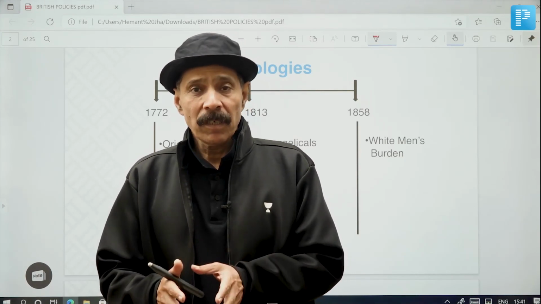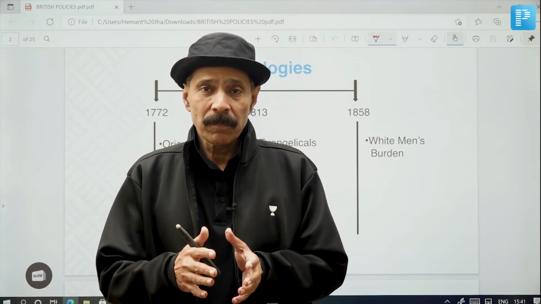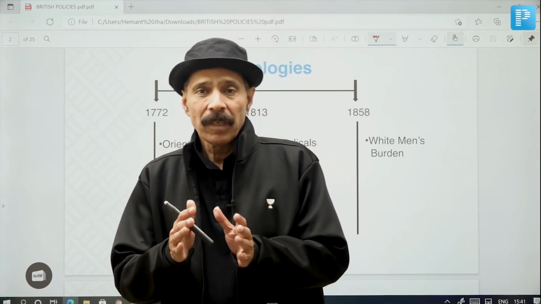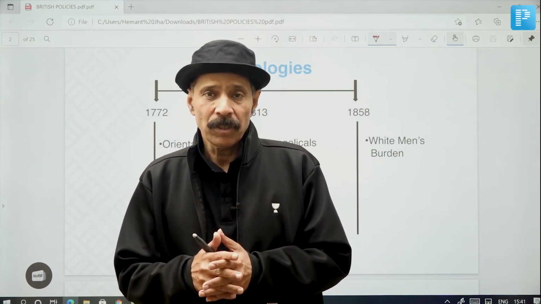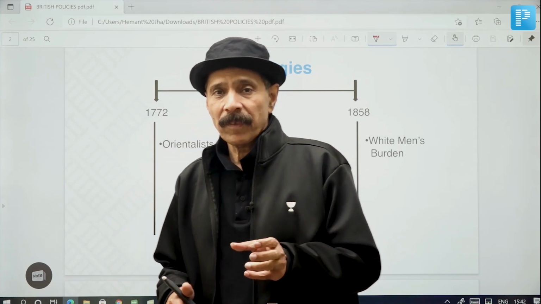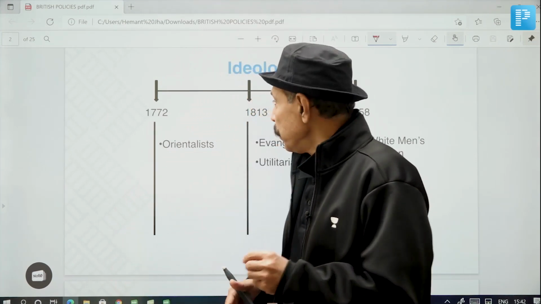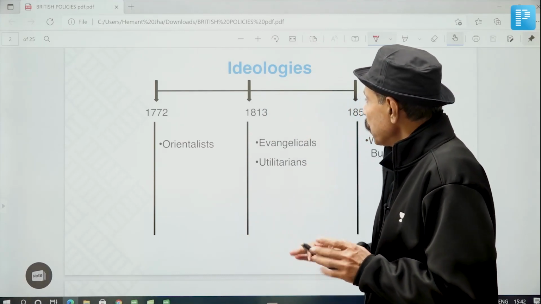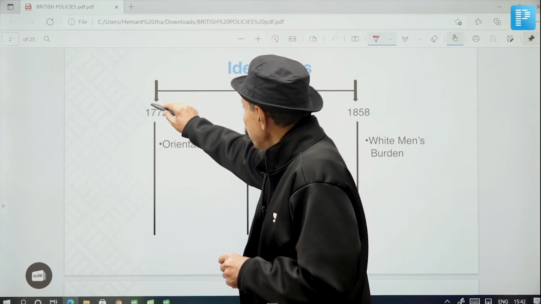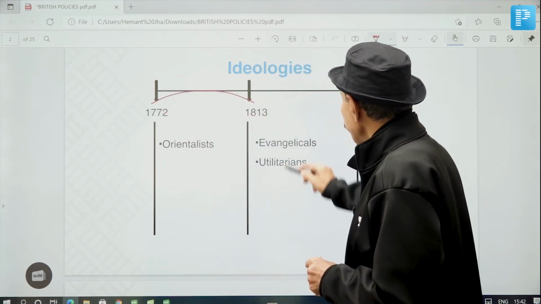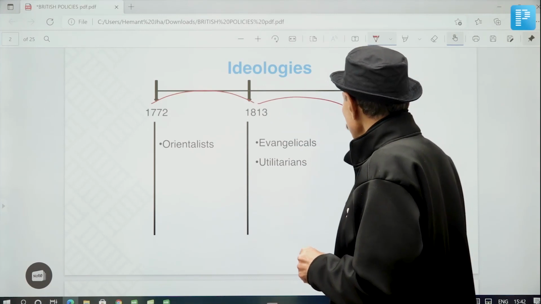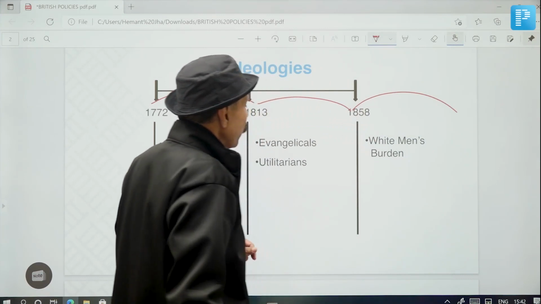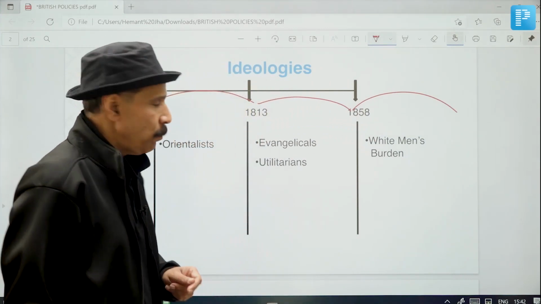Though there emerged several, but for the preliminary examination, just 4 ideologies you're supposed to keep in your mind, and these 4 are presented here. So in this presentation you find the 3 phases are there: 1772 to 1813, 1813 to 1858, and 1858 onwards. And you find 4 ideologies are mentioned.